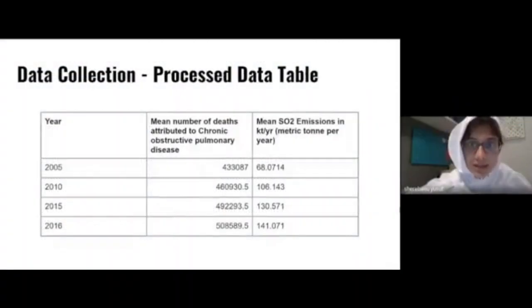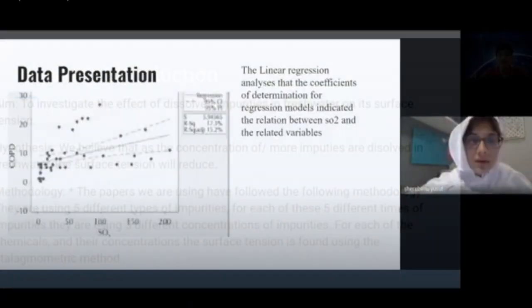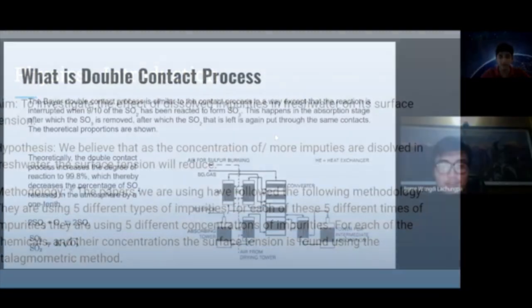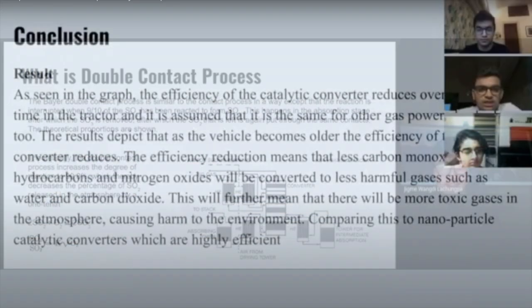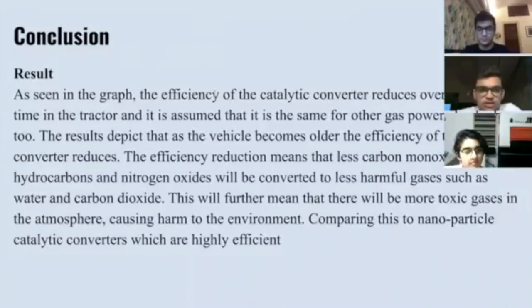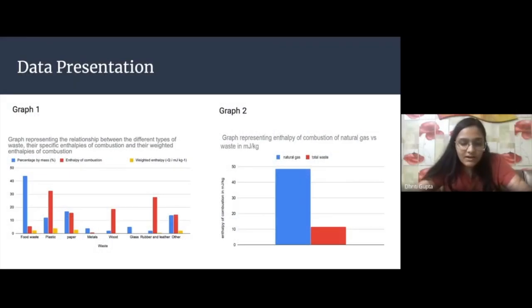We constructed a process data table and we graphed the points where each of these five range priorities have different time. In order to SO3, the process is stopped and in the intermediate absorption stage, and the nanoparticle catalytic converter's rate reduces. It is represented by the yellow bars on the graph.